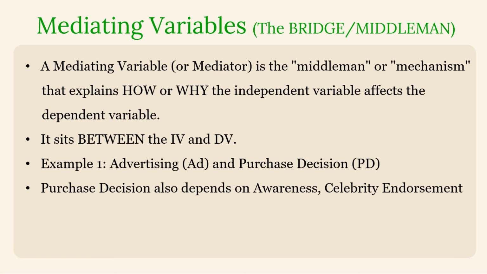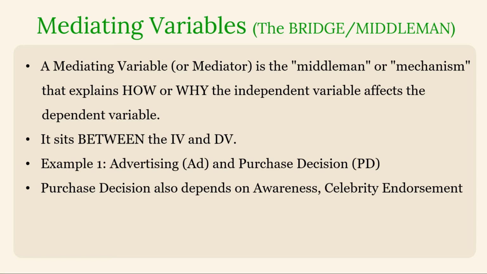Next is the mediating variable, which is also called a mediator. It is like a middleman or a mechanism that explains how or why the independent variable affects the dependent variable. That means the impact of the independent variable on the dependent variable is mediated by the mediating variable. So we can simply say that the mediating variable sits between the independent and dependent variable.